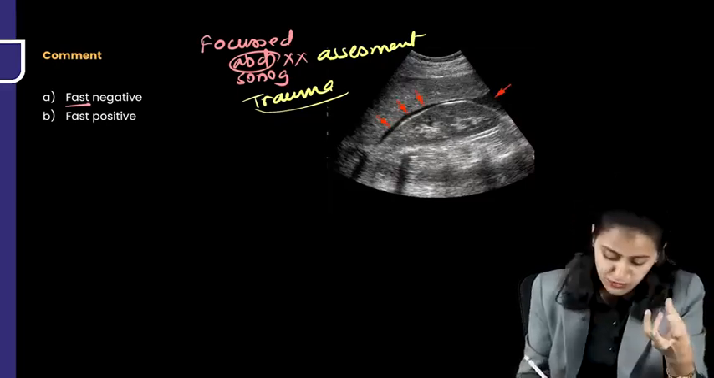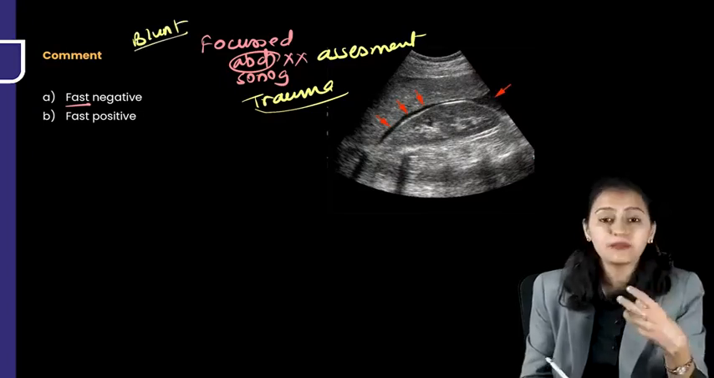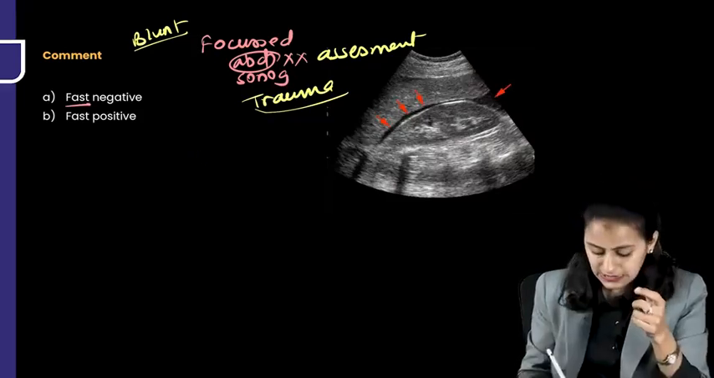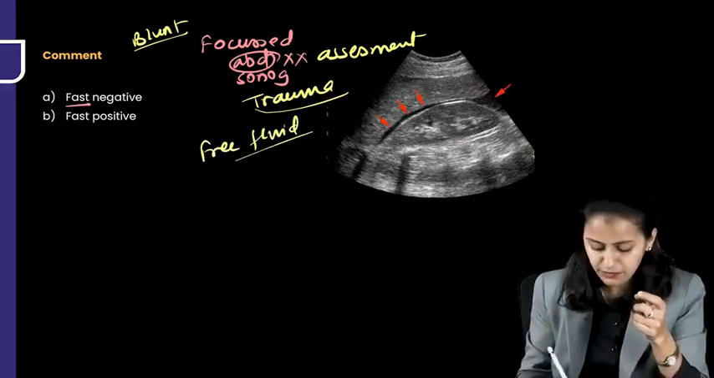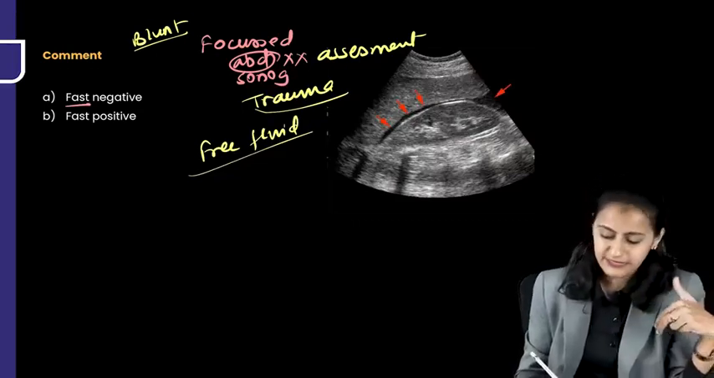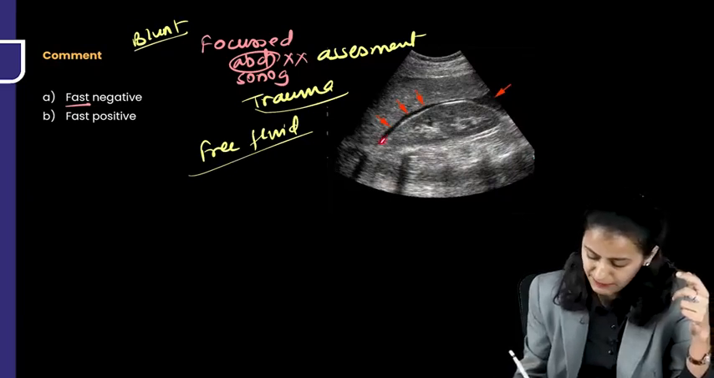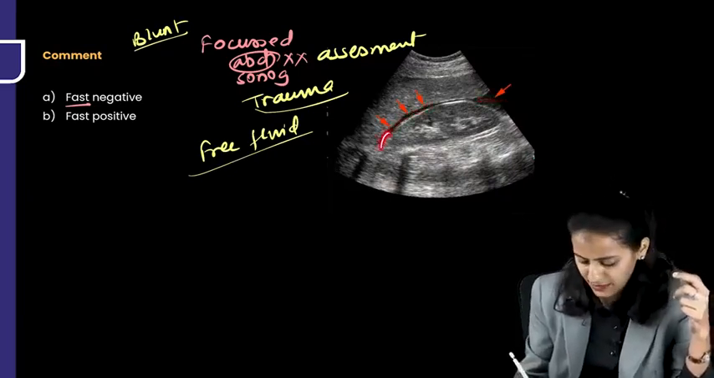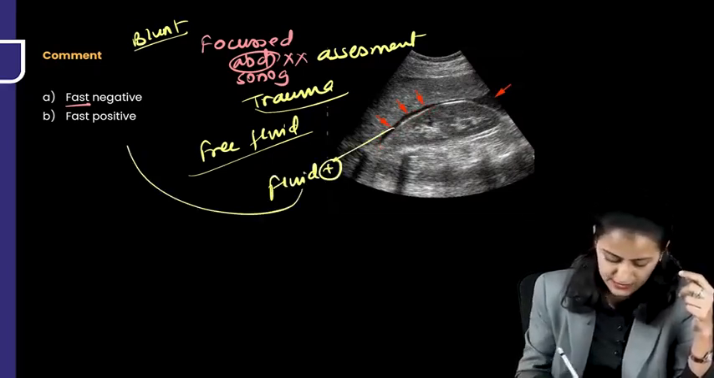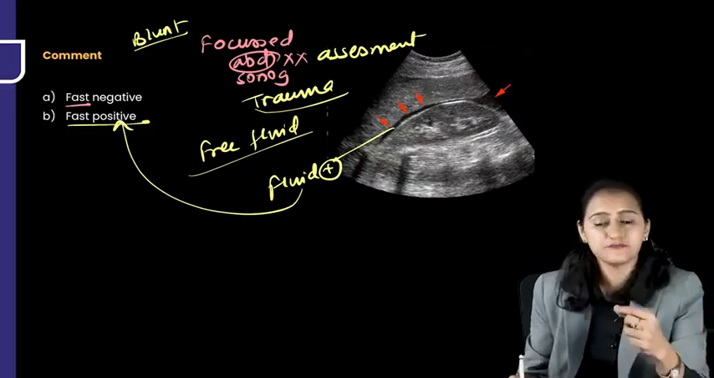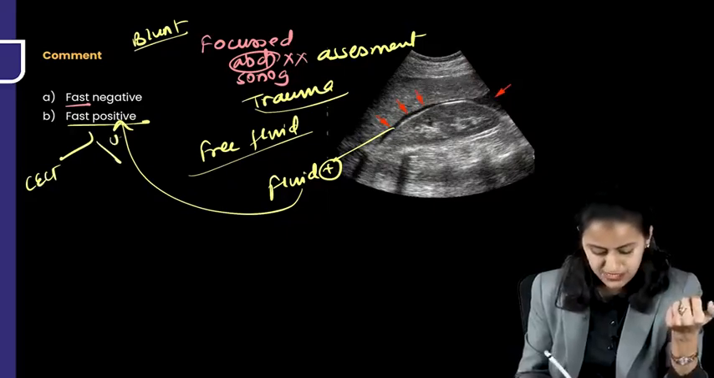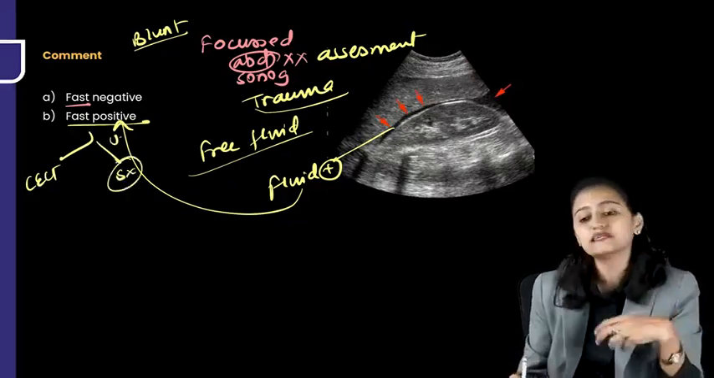So, when we do FAST in any patient of blunt abdominal trauma, basically to look for whether there is bleeding from any organ by the indirect clue of looking for the presence of free fluid. So, if there is free fluid present, it is FAST positive. In this image, the black color is the fluid surrounding the kidney here. So, this is the black fluid which is present, and that is why this is FAST positive. If the patient is stable, next we will go ahead and do CECT. If the patient is unstable, we need to take the patient for surgery.